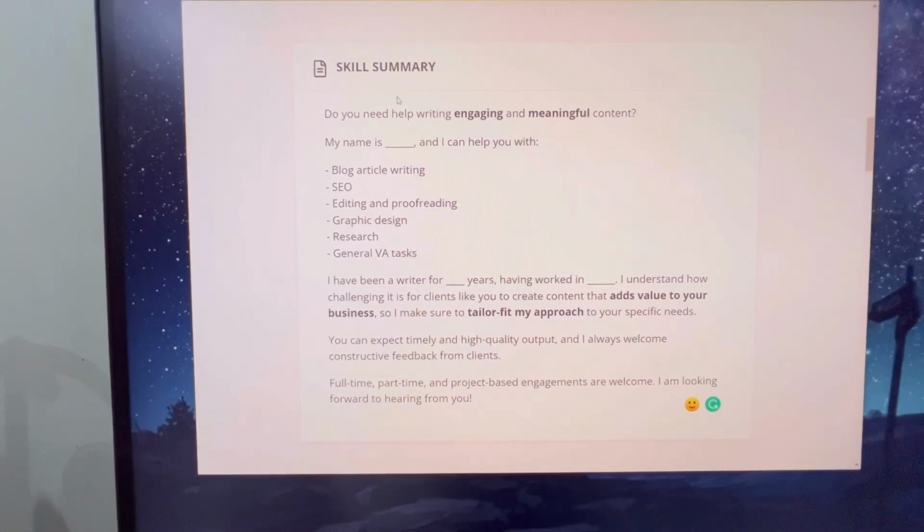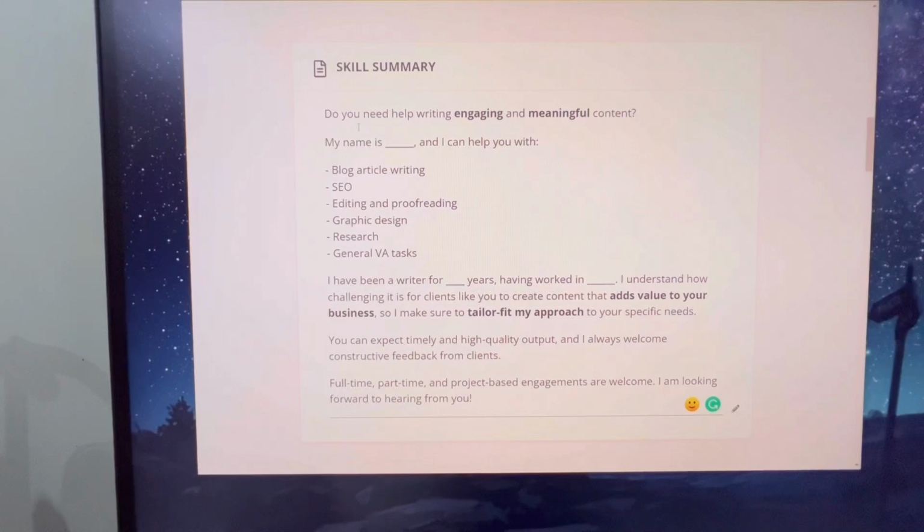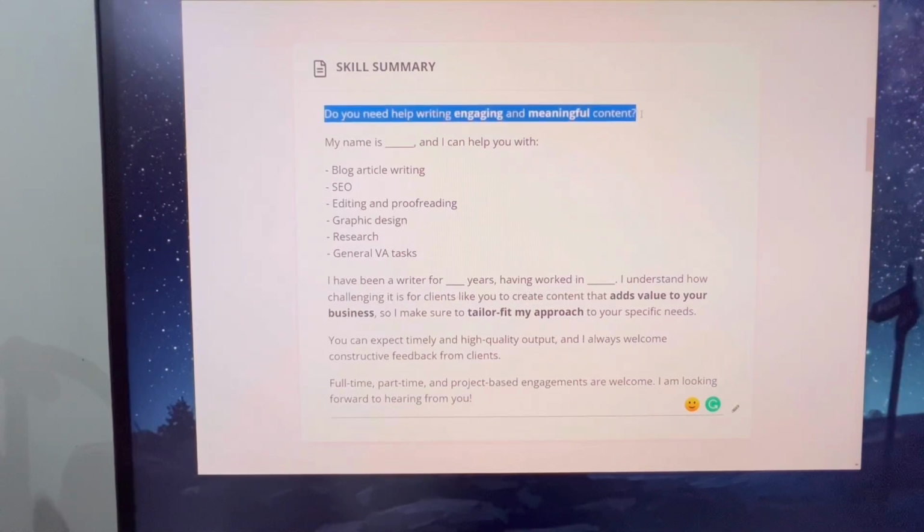Number one, the most important thing that you should highlight is how you can help the client. Here, for example, I highlighted this: Do you need help writing engaging and meaningful content? It's important that you focus on how you can help the client, what value you can bring to their business, how you can help them achieve their goals. So I always recommend starting with this. It's like a hook.